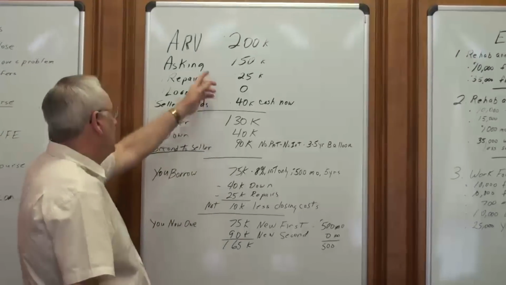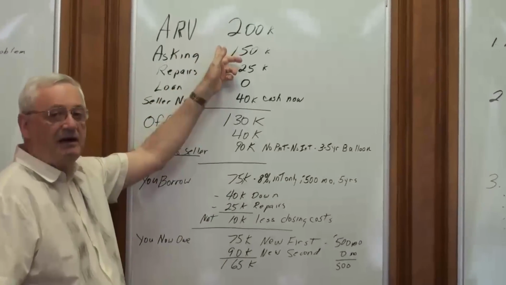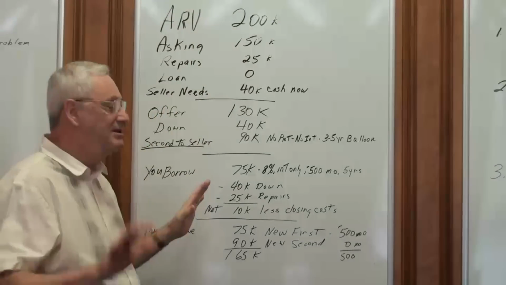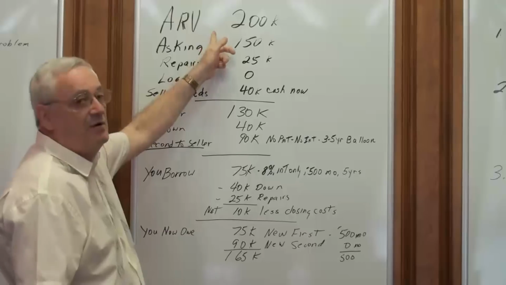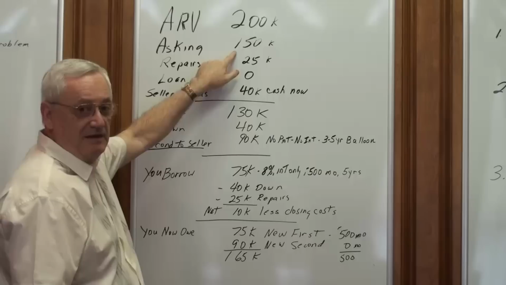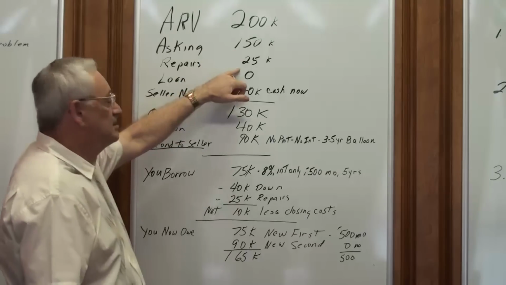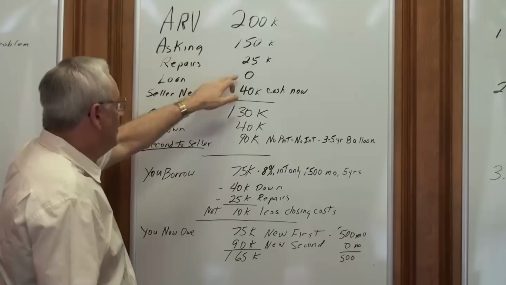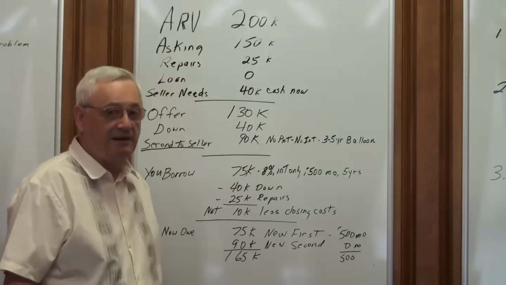Alright, I have a house with a $200,000 ARV. ARV stands for after repaired value, which means in gorgeous condition this house would sell for about $200,000. The seller is asking $150,000 because it needs $25,000 worth of repairs. Their loan balance is zero. The house is free and clear.